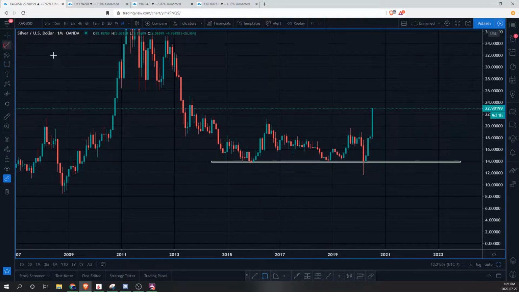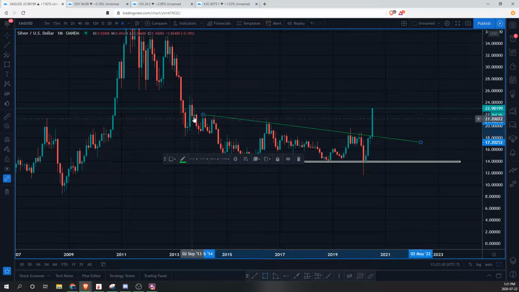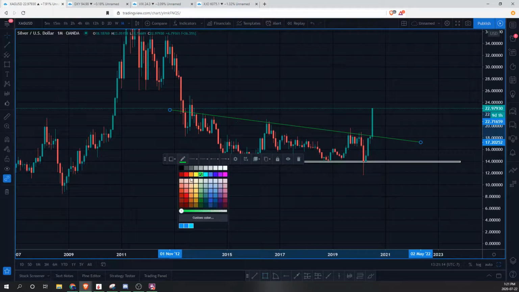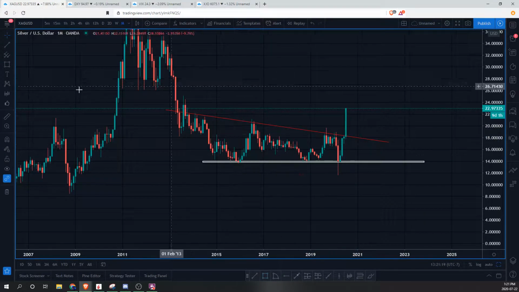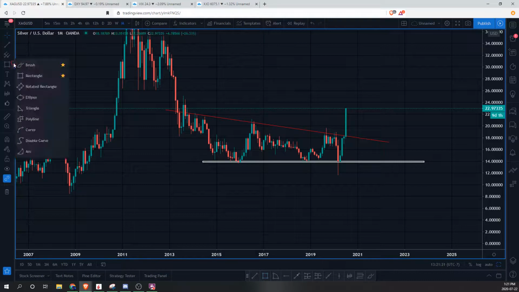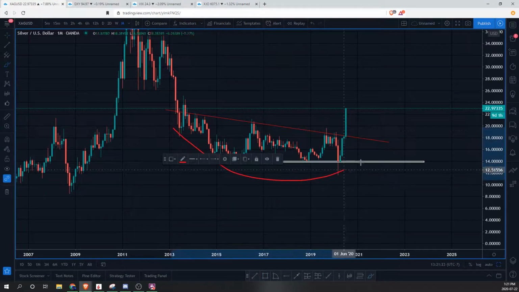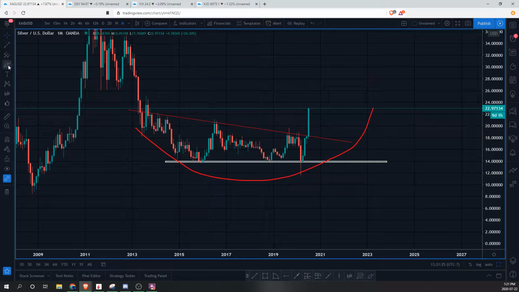We can see that there is a nice descending zone right there that we can identify as a descending triangle formation, creating a nice base, kind of similar to the gold chart, where the gold chart had a base like this. And now, in my opinion, silver has broken out of what was the $1,400 zone for gold.